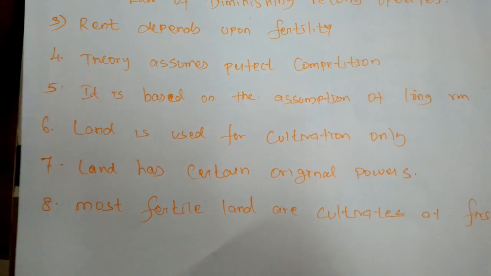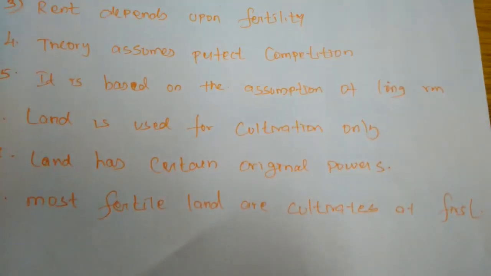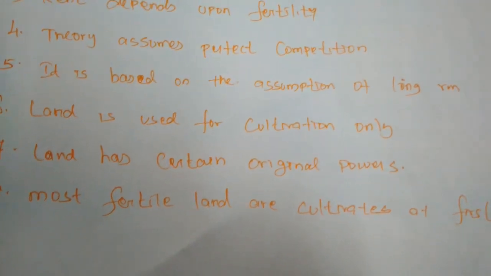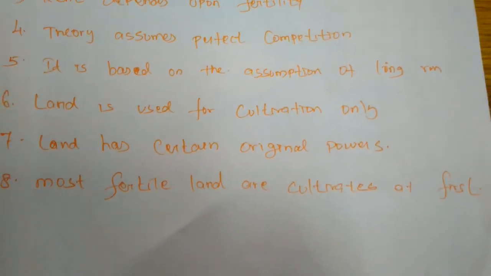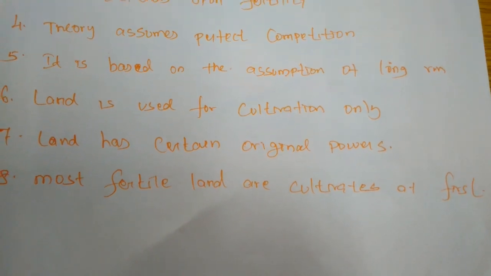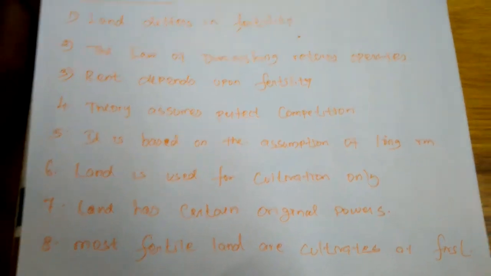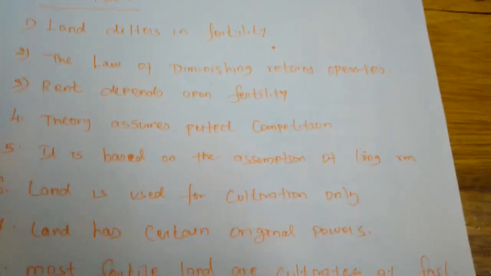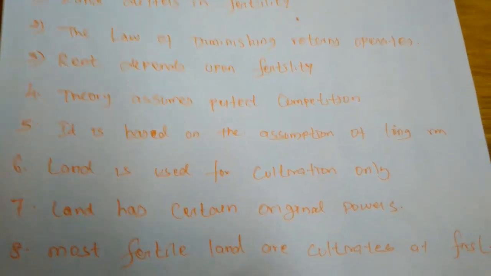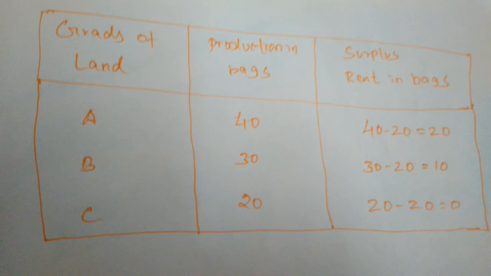Next, the most fertile lands are cultivated first. If there are different types of soils or lands, normally we will use the most fertile land first. So we have to consider these 8 assumptions. After considering these 8 assumptions only, we can explain this theory.